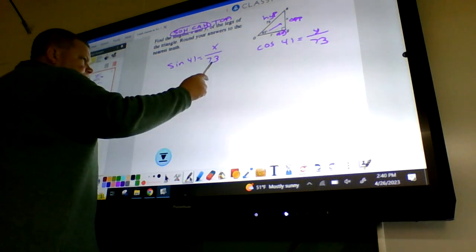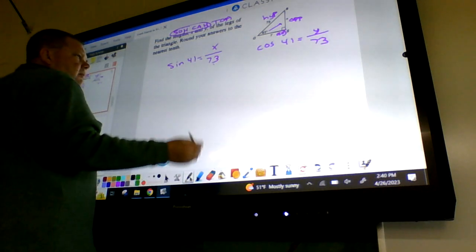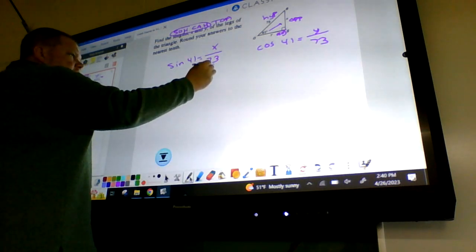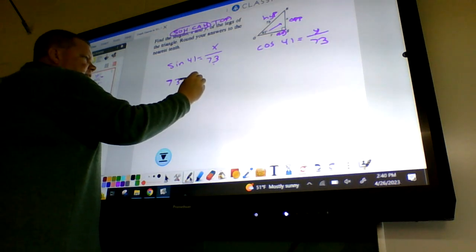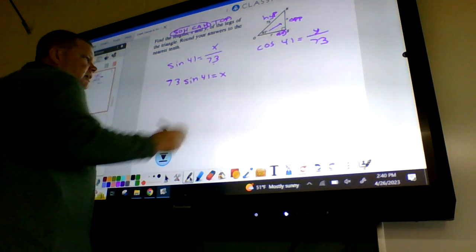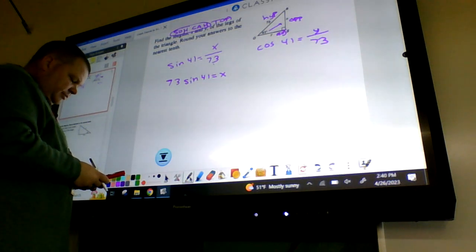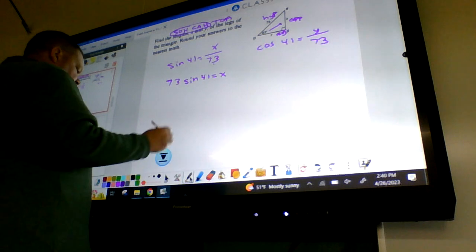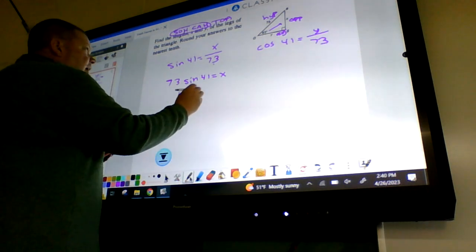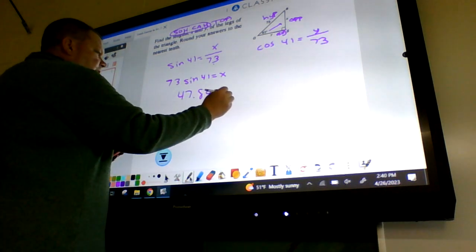All right, so my number here is on the bottom. Since this number is on the bottom, algebraically, to get rid of my fraction, I'm going to multiply. So I'm going to take 73 times the sine of 41, and that's going to give me x. And when I take 73 times the sine of 41, I get 47.89 for x.